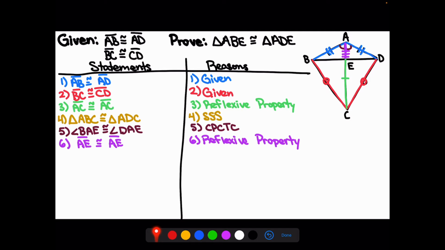Now we should have enough information to prove that the two smaller triangles are congruent. If I look at them, we have side, angle, side. So therefore I can say triangle ABE is congruent to triangle ADE. That is our end goal. And the reason that we can say that is because we have side, angle, side. And with that, this proof is complete.